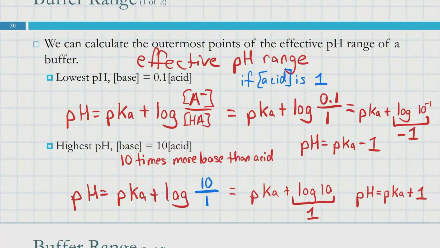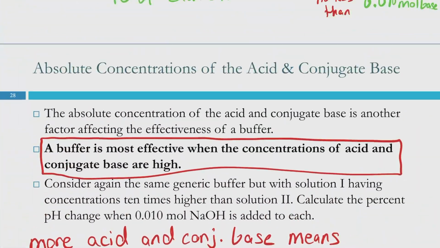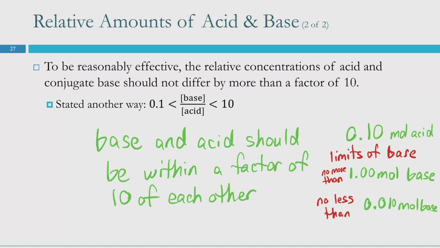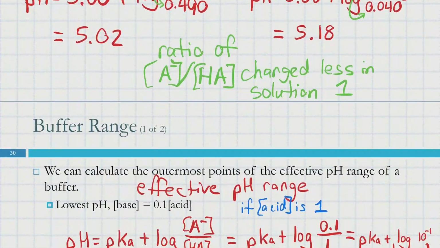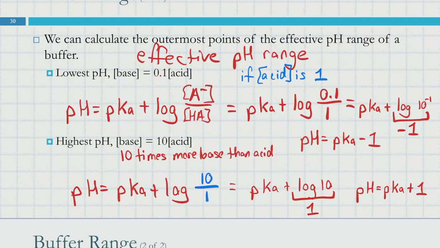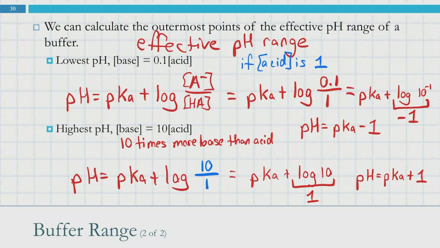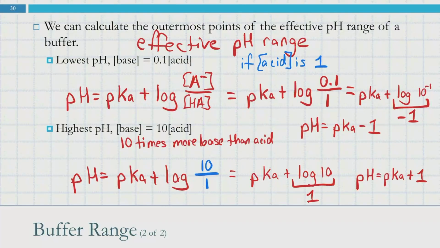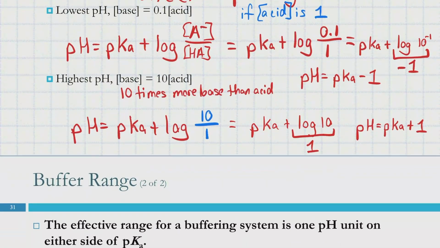So this is based on those relative concentration amounts that we saw earlier. I'll go back to this slide, right? The base and acid should be within a factor of 10 of each other. So we're looking at the case where we've got 10 times more base than acid. That's going to be our high pH. 10 times more acid than base, that'll be our low pH. And based on our Henderson-Hasselbalch equation, the lowest that we would want to go for our pH is 1 unit below our pKa. The highest we would want to go is 1 unit above our pKa. And that should be here on this next slide.